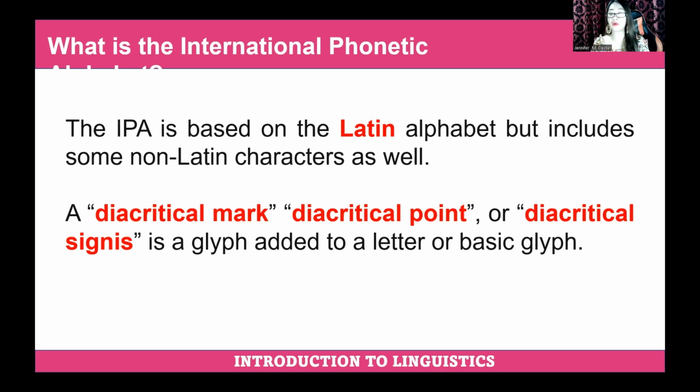A diacritical mark, also called a diacritical point or diacritical sign, is a glyph added to a letter or basic glyph. So there's a certain letter given and there are symbols associated with it. The best example for our Filipino alphabet is the use of the nye or the tilde. As you can notice, if you write the letter N, the small n or the big N, there's an arc above the letter to indicate that it is pronounced as nye, not the N sound. So therefore, it is called a diacritical mark.